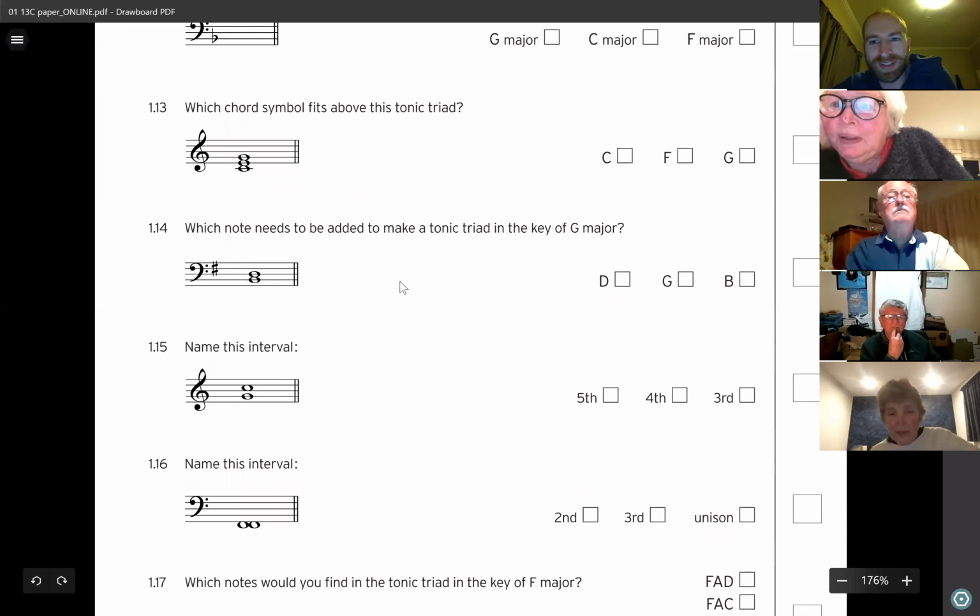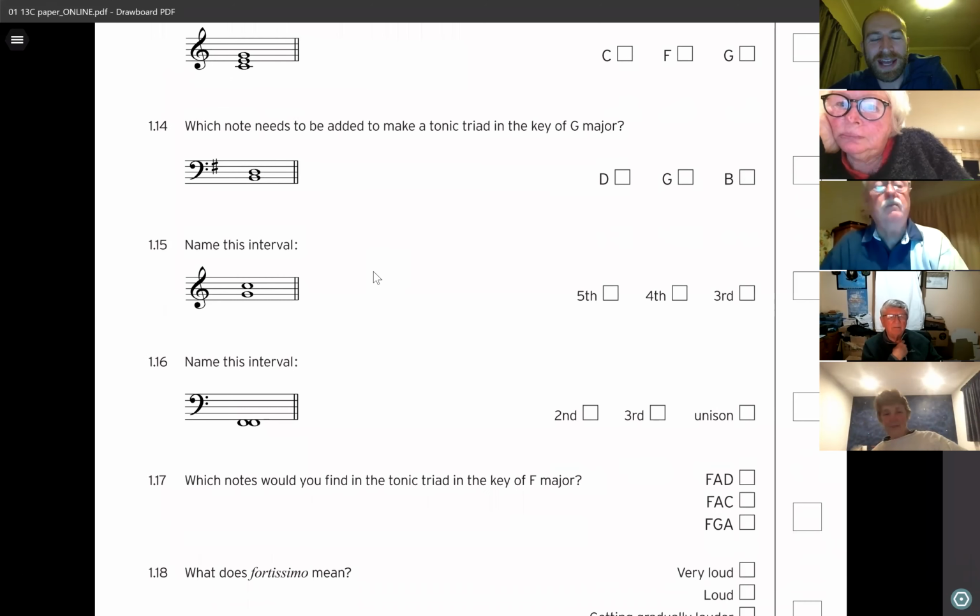Think about it. It's getting tricky. It was multiple choice, so the options were D, G, and B. And if you check, which notes do we have? We have a B and we have a D. So you wouldn't need to add those ones. G is the only other option left.